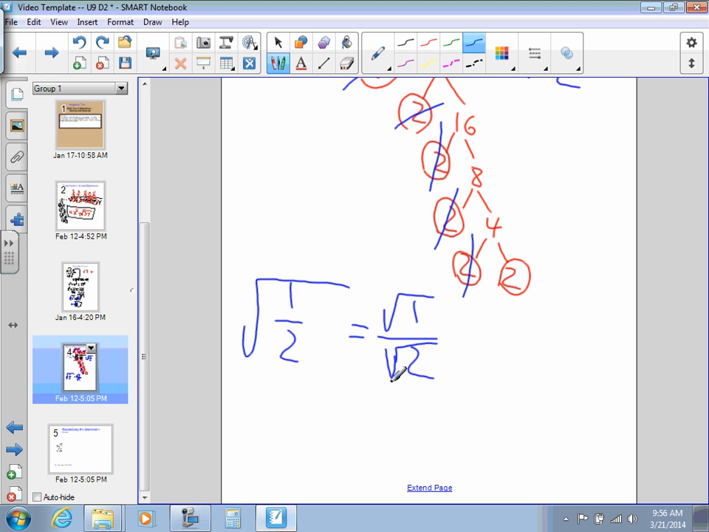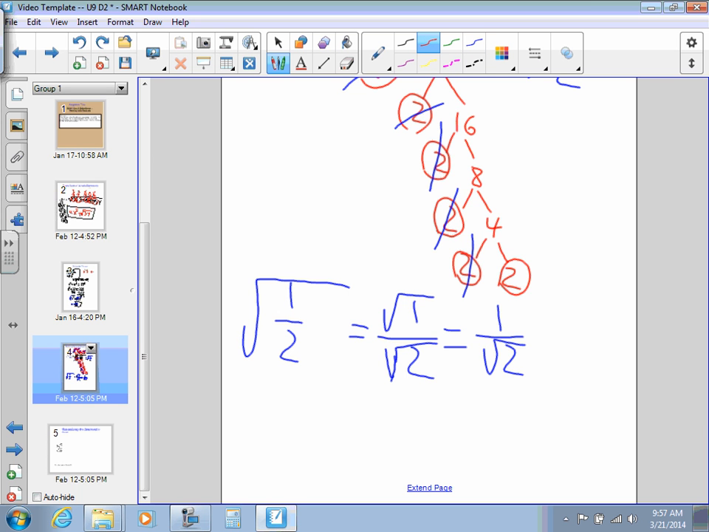Notice that with multiplication and division, I can treat them as separate radicals, or I can put them all under the same radical, and it works either way. They're the same thing. Now this is the same thing as 1 over the square root of 2, because the square root of 1 is 1. 1 times 1 is 1. 1 squared is 1.